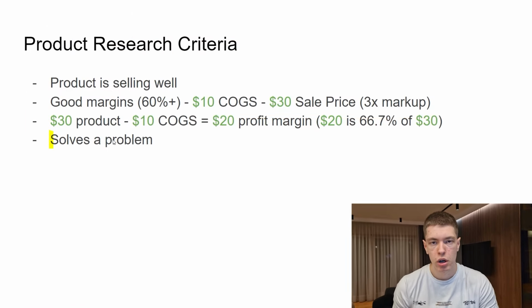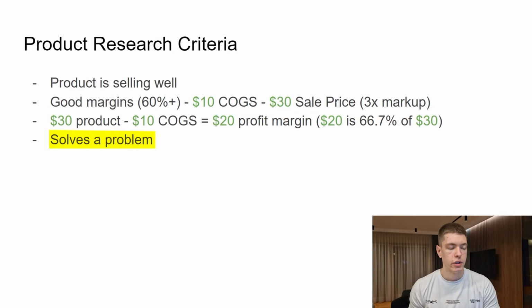The last criteria we have for products is it solves a problem. Now this is not a 100% necessary thing. This one is more so optional. The first two are very, very necessary, and you need to have the first two for every product you're testing. But the third one, the solves a problem thing, it's always a plus if you have it, but it doesn't necessarily have to be the case.